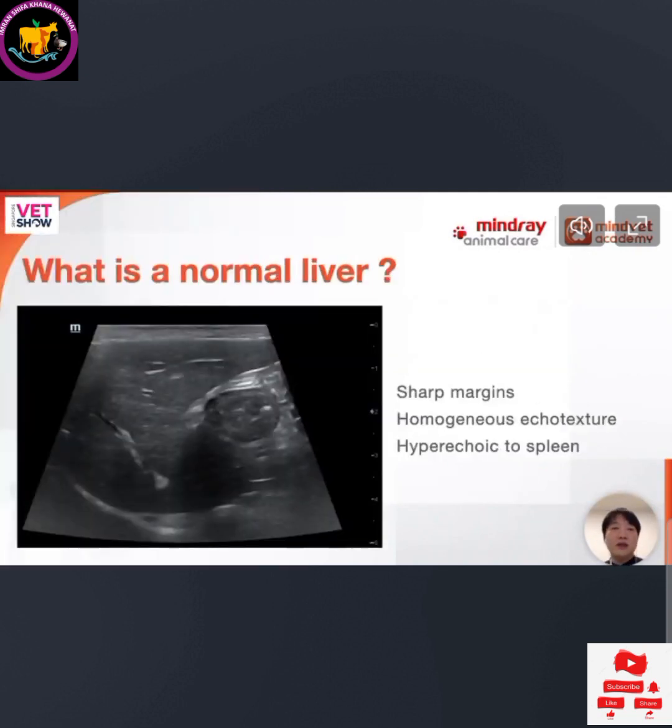The next question is, what is a normal liver? It is difficult to determine the actual size due to the variety of sizes between different species, breeds, and conformation. Normally, the liver has a sharp margin. Enlargement of the liver can be identified by the blunting of the edge. The normal liver has a homogeneous echotexture and is mildly hyperechoic or isoechoic compared to the normal renal cortex, but it should be hypoechoic to the splenic parenchyma.